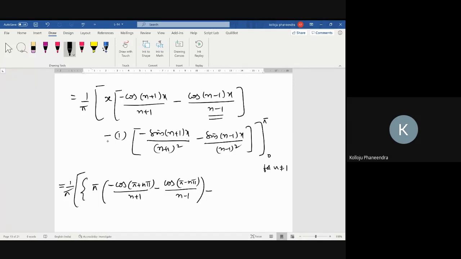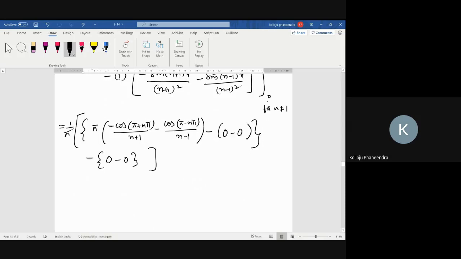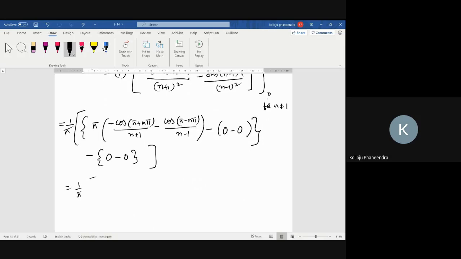So sin n pi is 0. So 0, 0. This is upper limit. Minus, coming to lower limit 0: 0 into something is 0 and sin 0 is 0. So completely 0. Right? And next, this is equal to 1 by pi, this is pi into, okay, minus common, minus pi, cos(pi plus theta) is minus cos theta. So minus cos n pi by n plus 1, cos(pi minus theta) is minus cos theta. So this becomes plus cos n pi by n minus 1.